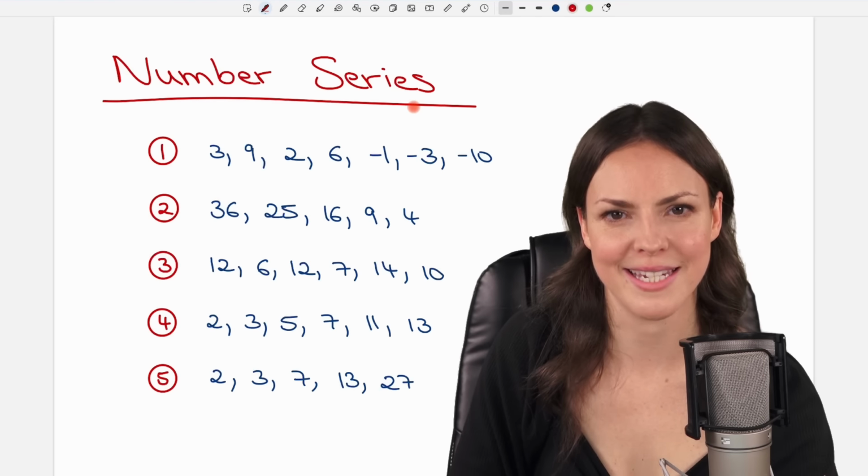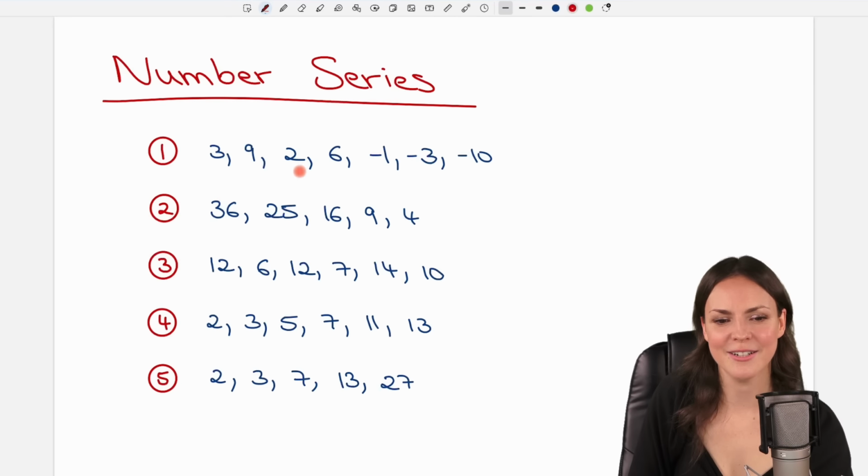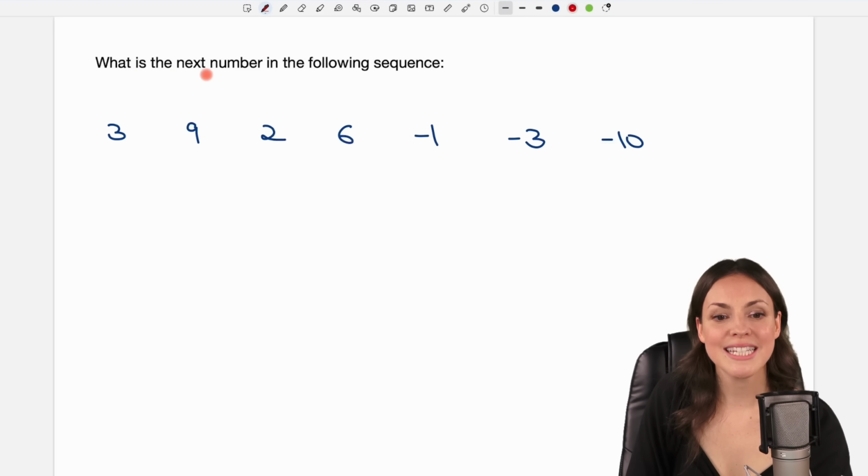Today I want to show you how to complete number series that are often a part of assessment tests. Let's start with our first example. What is the next number in the following sequence?